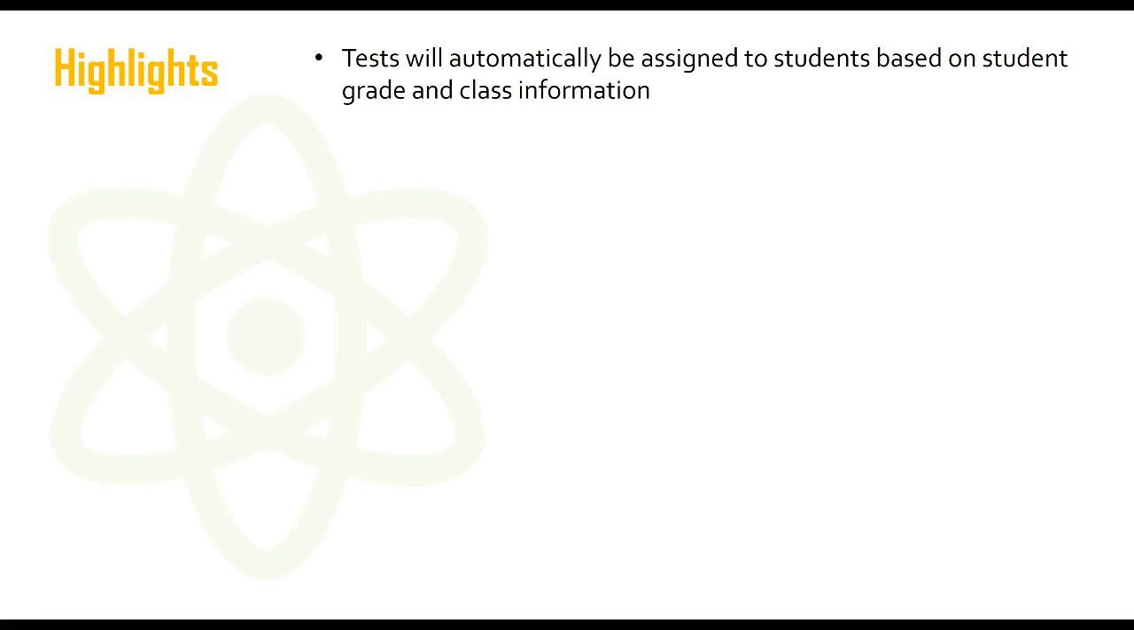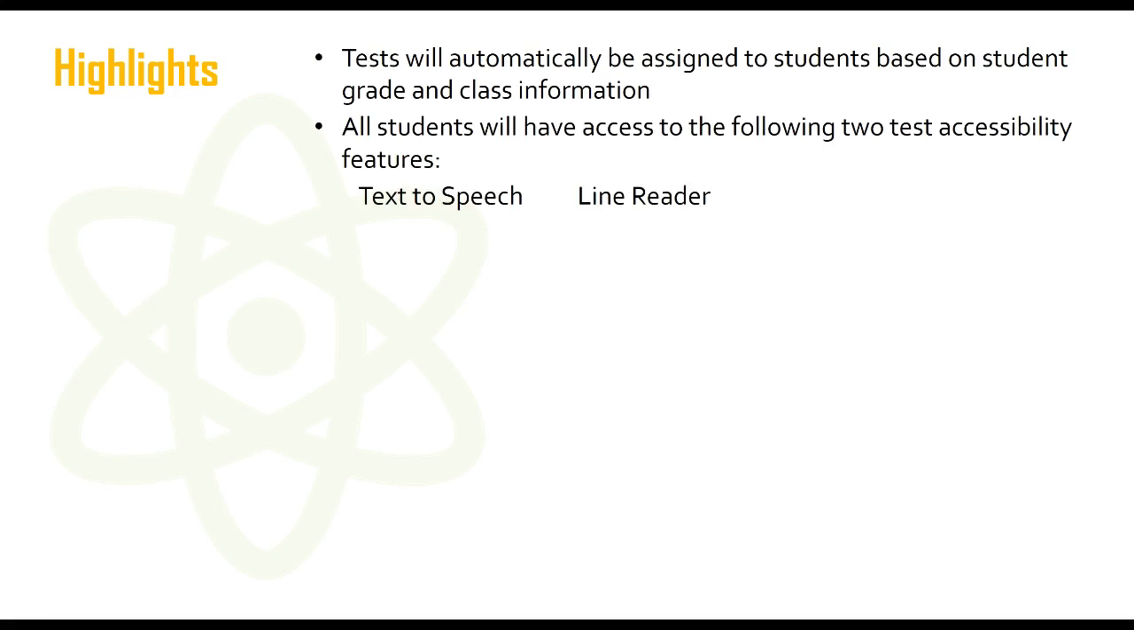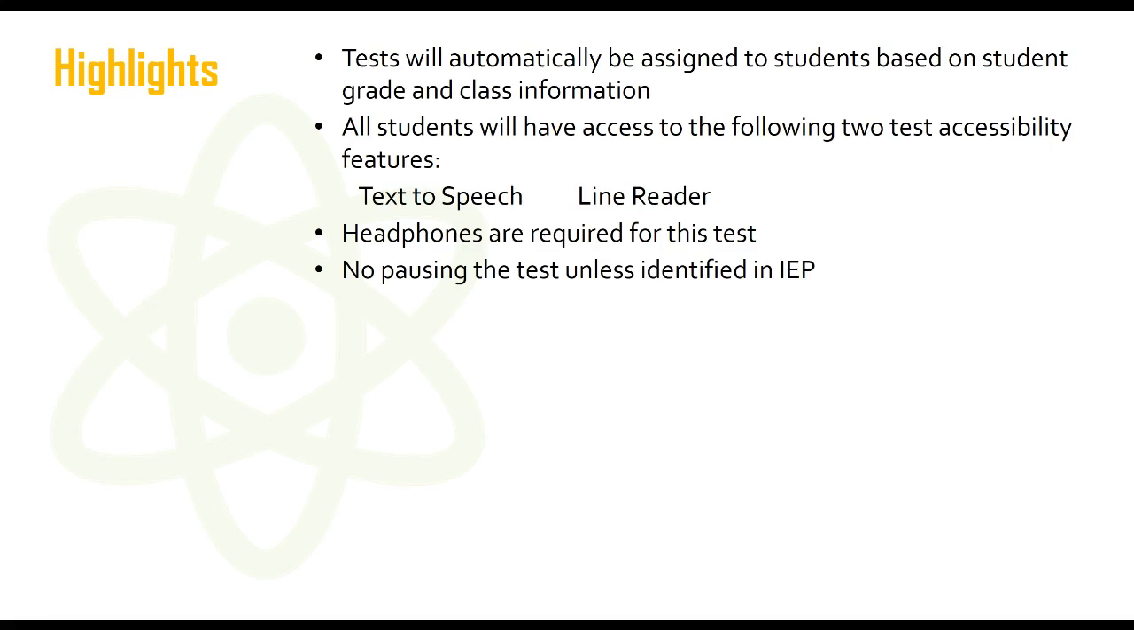Let's review some highlights of the test. Number 1, tests will automatically be assigned to students based upon their grade and class. All students will have access to the following 2 test accessibility features: text-to-speech and line reader. Headphones are required for the test. No pausing of the test unless identified in an IEP, and no small group testing as well unless identified in an IEP.